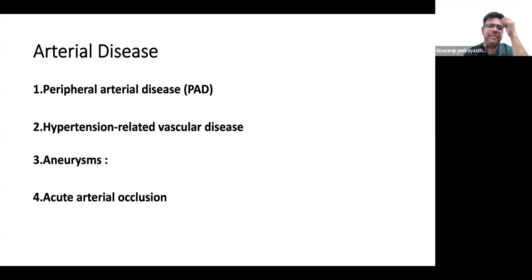Sending me a report which says infrarenal abdominal aortic aneurysm or a suprarenal abdominal aortic aneurysm does not make much sense to me. The image makes sense to me.